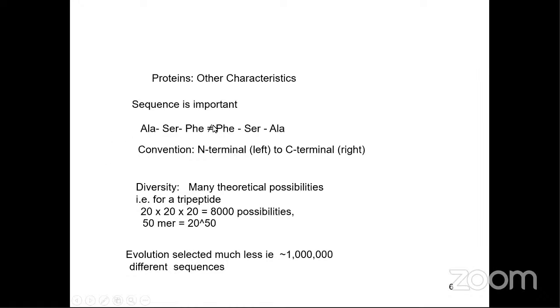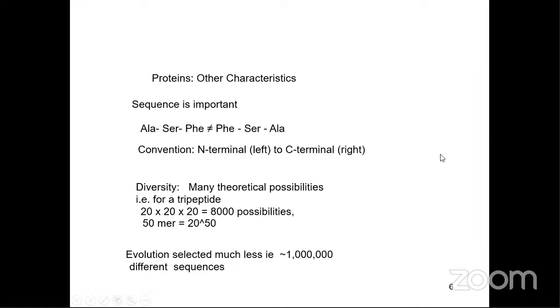Okay, another problem is with protein. The sequence is very, very important. You all know amino acids, there are 20 amino acids. So different combinations of these amino acids can lead to different sequences, and the proteins can have totally different functions. So that's very, very important. If you look at, say, alanine, serine, and phenylalanine, this order is not the same as the order the other way around. So you cannot say that because the amino acids are present, the protein will always have the same function. The order of the amino acids is very, very important.